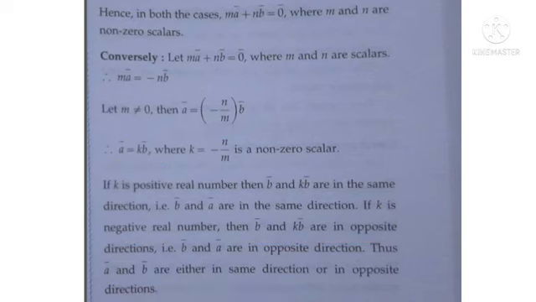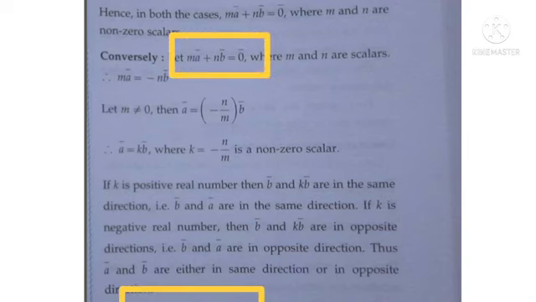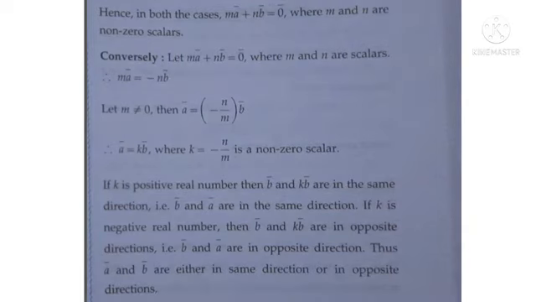collinear. Okay, so when the vectors are collinear, when one can be expressed as a scalar multiple of another, that is, if we express a bar is equal to k b bar, then from this you can say that a bar and b bar are collinear. Okay, so the collinearity condition: if m a bar plus n b bar is equal to 0 bar, then a bar and b bar are collinear. And conversely, if a bar and b bar are collinear, then m a bar plus n b bar is equal to 0 bar, where m and n are scalars.